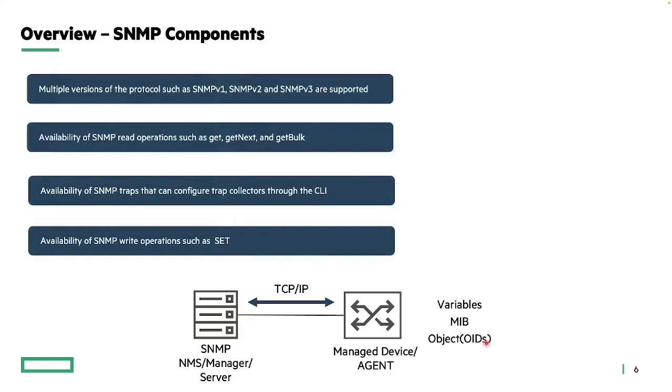Further to our SNMP components, we have multiple versions of the protocol, such as version 1, version 2, and version 3, all of which are supported. Availability of SNMP read operations such as get, get next, and get bulk. Availability of SNMP traps that can configure trap collectors through the CLI. Availability of SNMP write operations such as set. These are all the components, and you can use them for various operations.